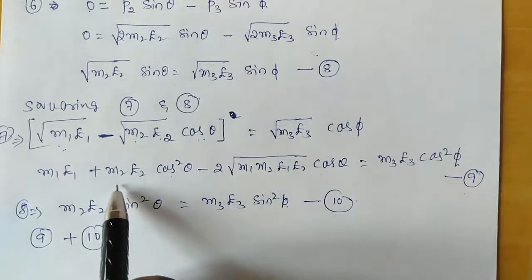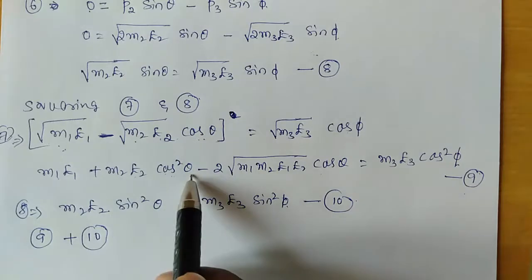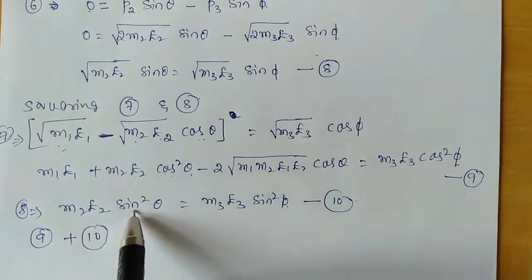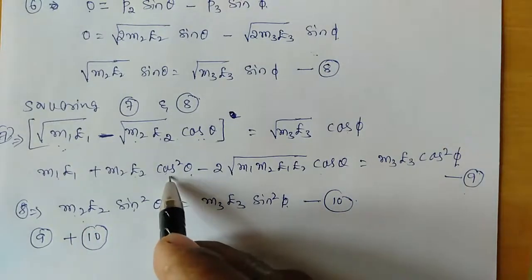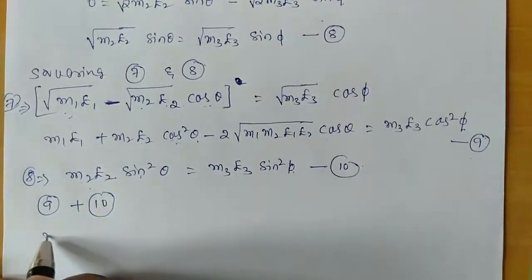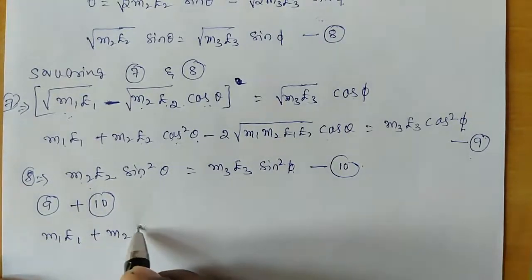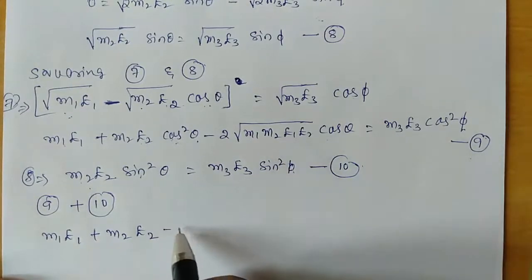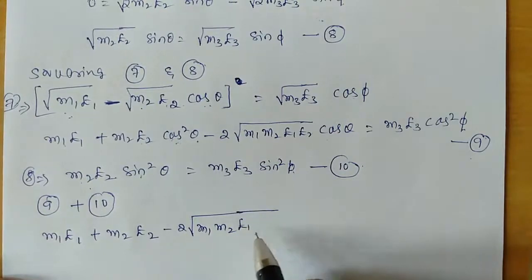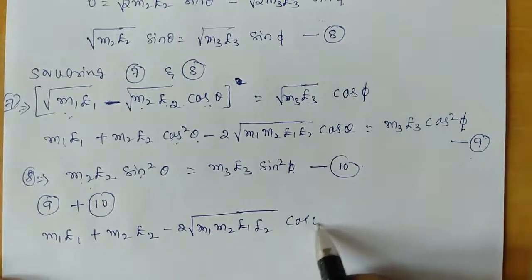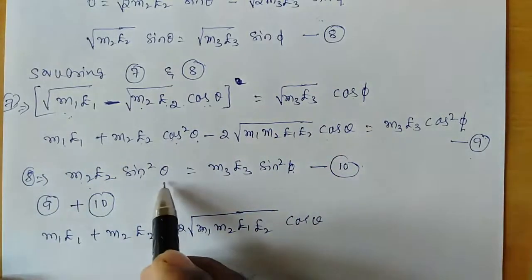Look at the left hand side of equations 9 and 10. Here we have m2 e2 cos square theta, and here we have m2 e2 sin square theta. If I add these two, m2 e2 is common, and sin square theta plus cos square theta is equal to 1. So I'll write this equation as m1 e1 plus m2 e2, and this term remains as it is, root of m1 m2 into e1 e2 into cos theta. I have added the entire terms of equation 9 and equation 10.